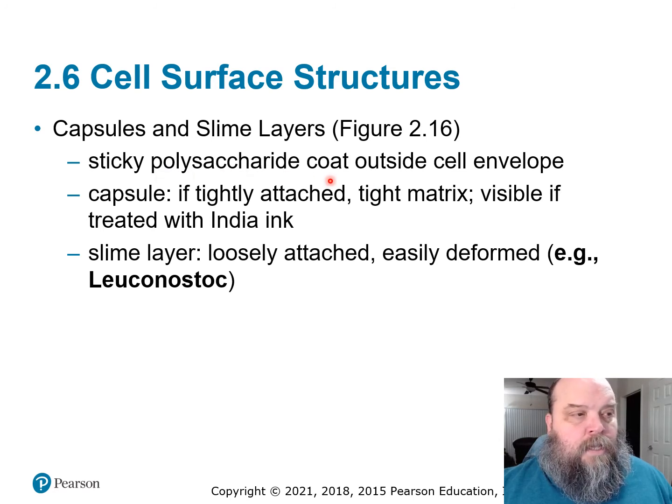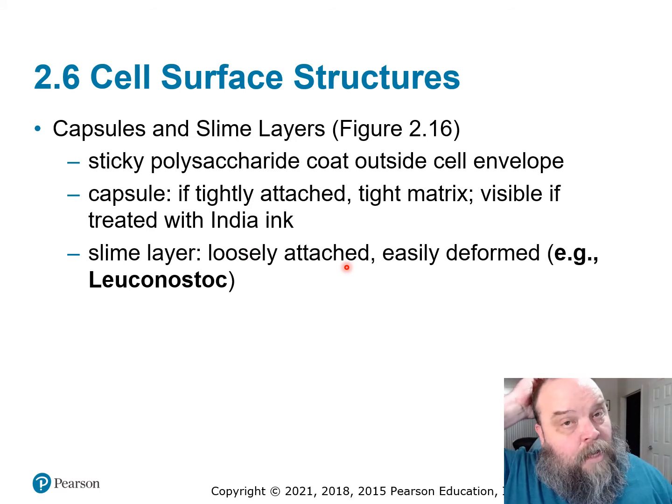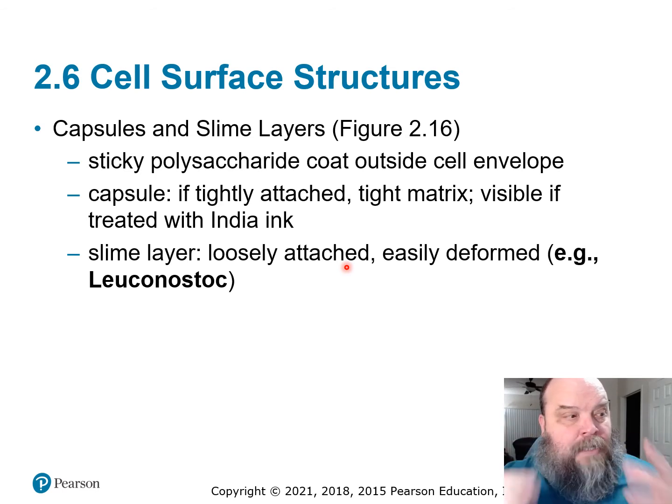many sugars that are outside the cell envelope. They are an outer covering of some sort. If this outer covering of sugars, these polysaccharides, is tightly packed and somewhat rigid, it's called a capsule. If they're loosely compacted, loosely attached, and very hygroscopic, meaning they're pulling in lots of water, they refer to that as a slime layer.